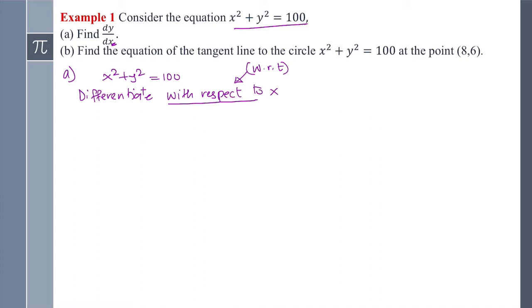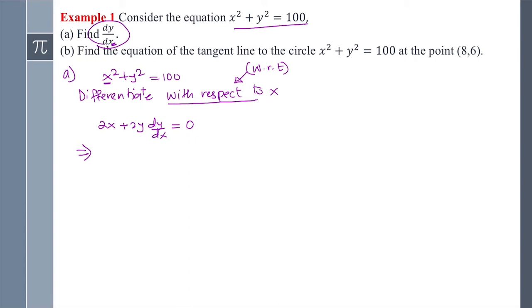If we do that, the derivative of x squared is 2x, okay? And the derivative of y squared is 2y, but since we are differentiating with respect to x, this should be 2y times dy over dx, equals the derivative of 100, which is 0. It's a constant. That's the first step. After that, we'll just solve for dy over dx, because that is what we are trying to find.